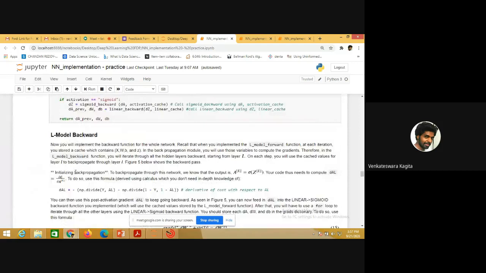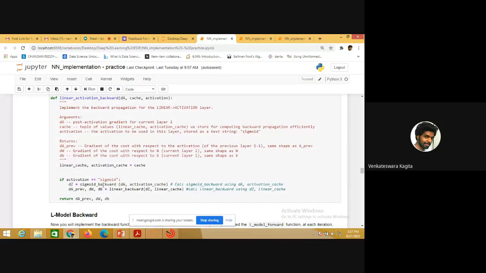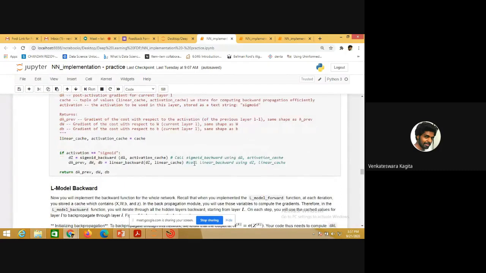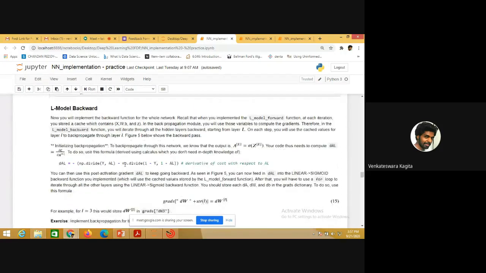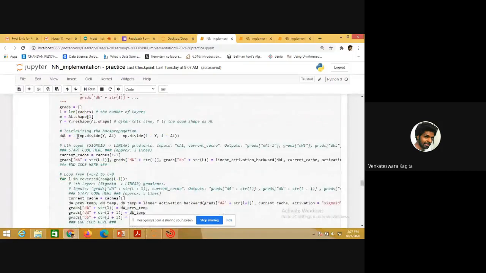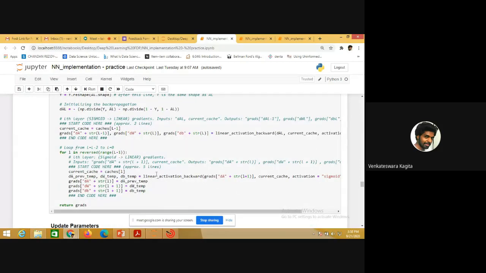Now you can have linear activation backward. You get dz by doing sigmoid backward, and once you get dz, you pass it to linear backward and get dW, db, and dA previous. Once you get db, dW and all, you can do L model backward, and you can also update the parameters. In L model backward, you compute dAL at the last layer and then pass this dAL to the linear activation backward function, starting from layer L minus 1.